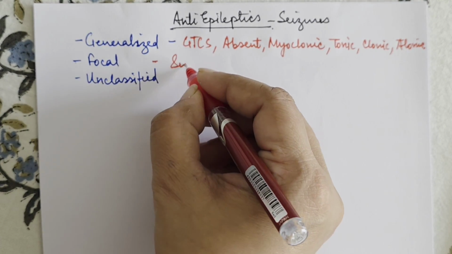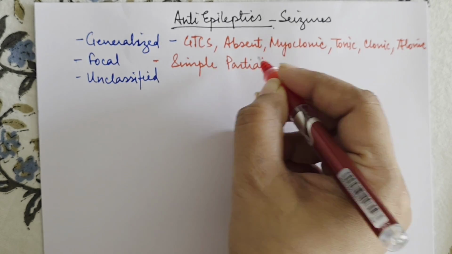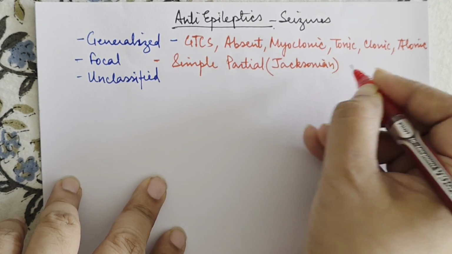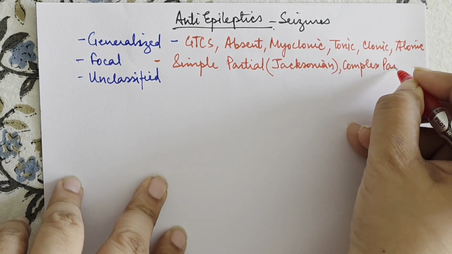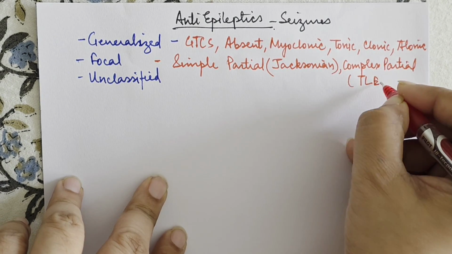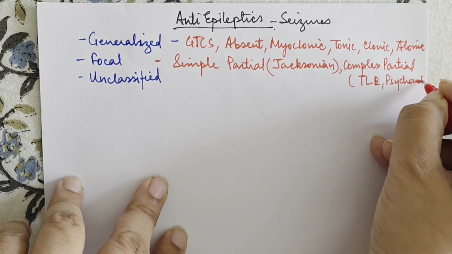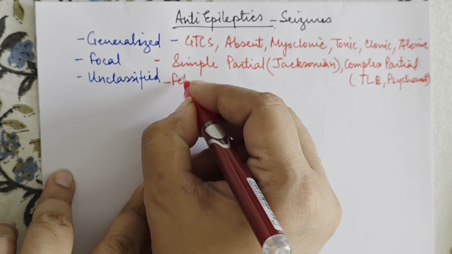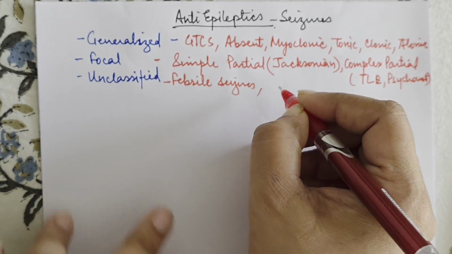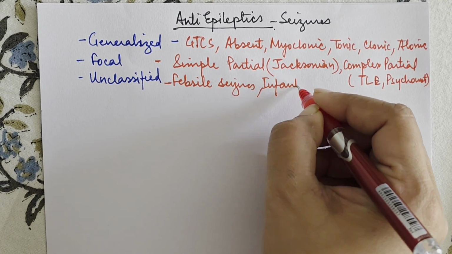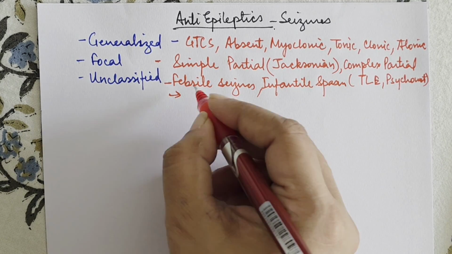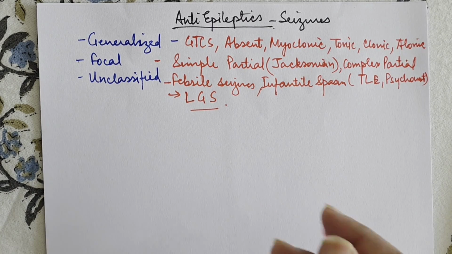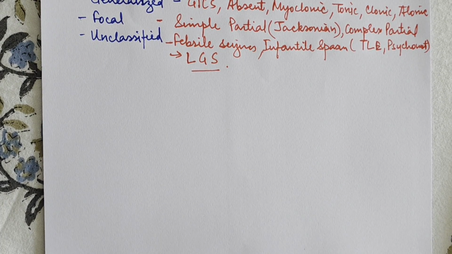Then in focal seizures we have simple partial, which can also be called Jacksonian epilepsy, and complex partial. Complex partial is called temporal lobe epilepsy or psychomotor. Then in unclassified we have different types of epilepsies like febrile seizures, infantile spasms, and a very interesting Lennox-Gastaut syndrome, a specific type of epilepsy with impaired cognitive function and a very specific ECG wave. So this is the classification.